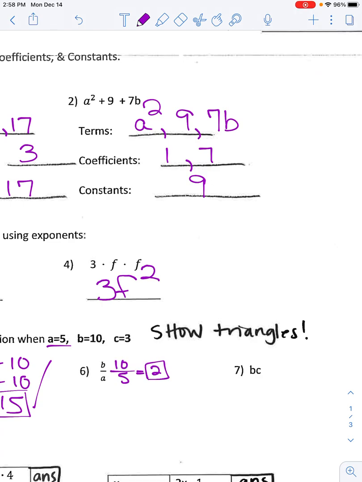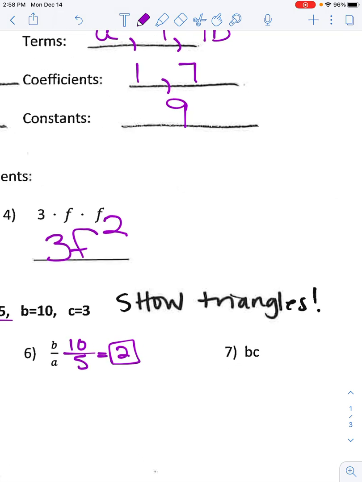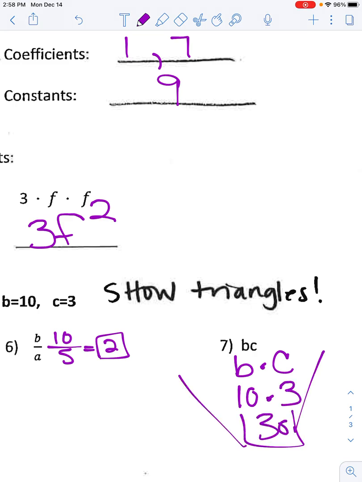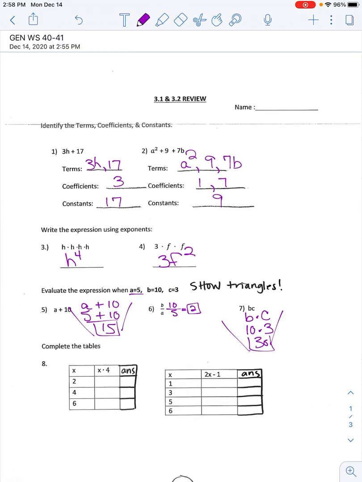And number 7, BC, 2 letters next to each other means multiplication. So B is 10 and C is 3. So B times C, or 10 times 3, which gives us 30. Okay.